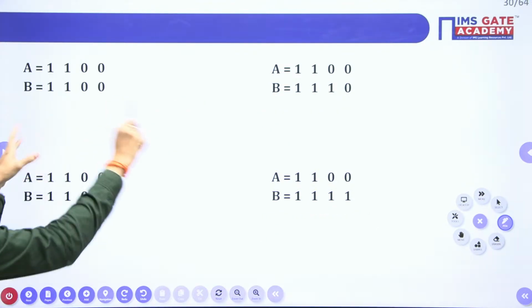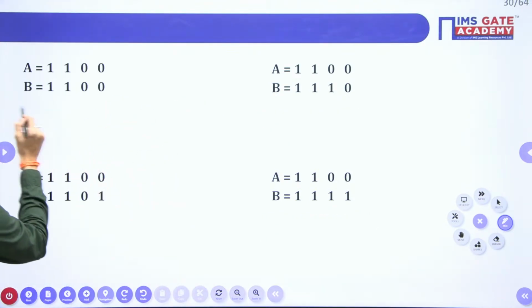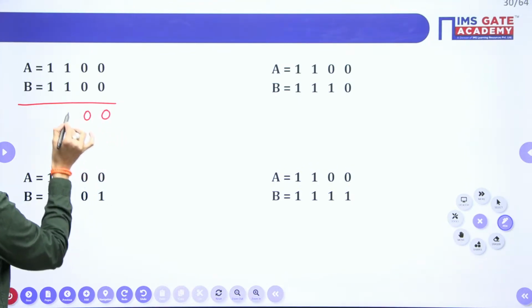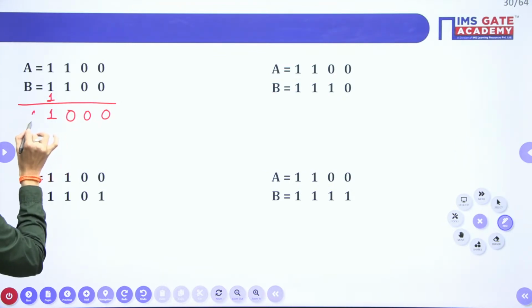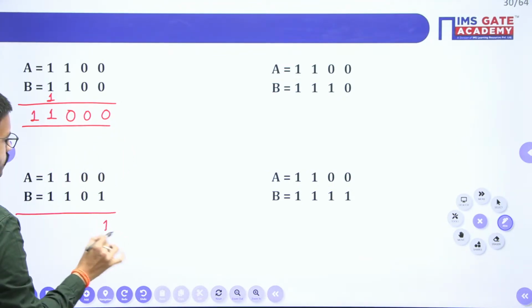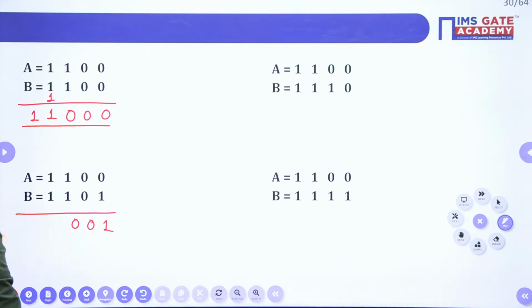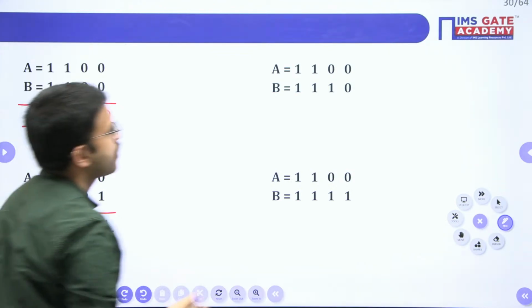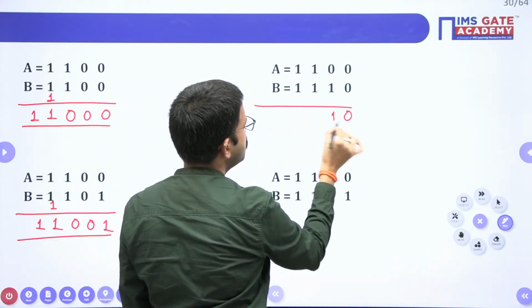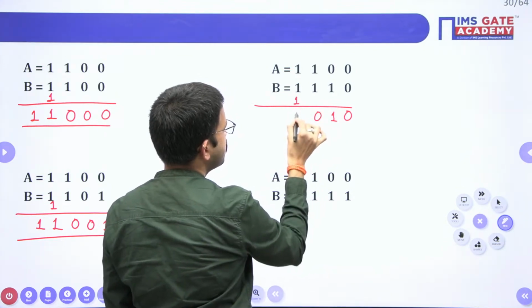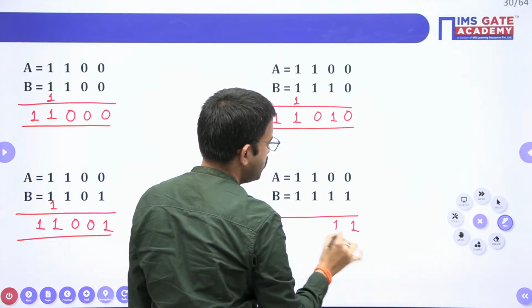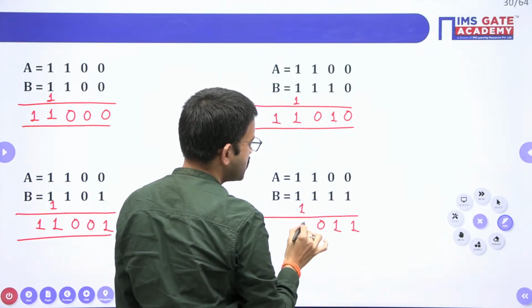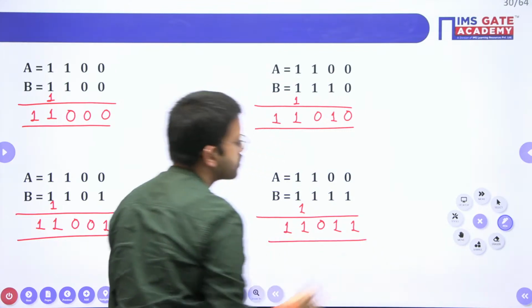Now let us see the remaining 4 combinations. 1 plus 1, 2, sum is 0, carry is 1. Here triple 1, that means you will get 1 1. 1 plus 1, sum is 0, carry is 1. Here triple 1 you are having, that means you will get 1 1. 0 1, 1 plus 1, sum is 0, carry is 1. Here 3 ones are there, you will get double 1. 1, 1, 1 plus 1. Sum is 0, carry is 1. Once again, here 3 ones are there. You will get 2 ones.